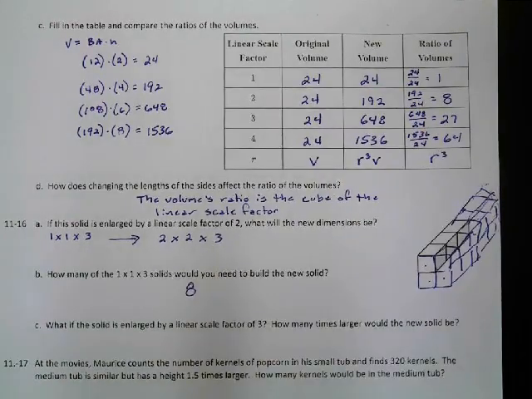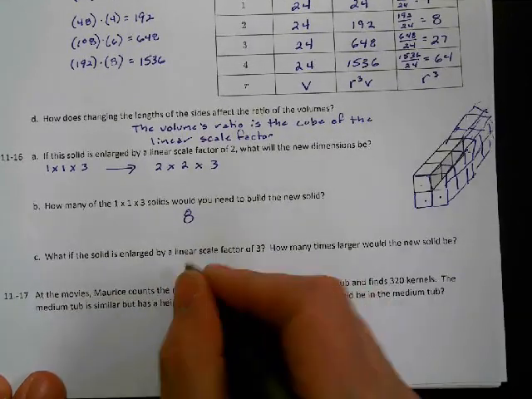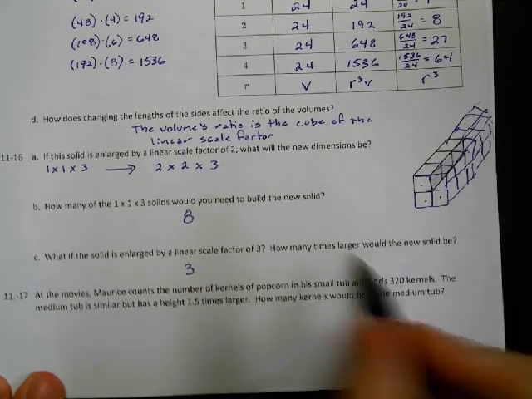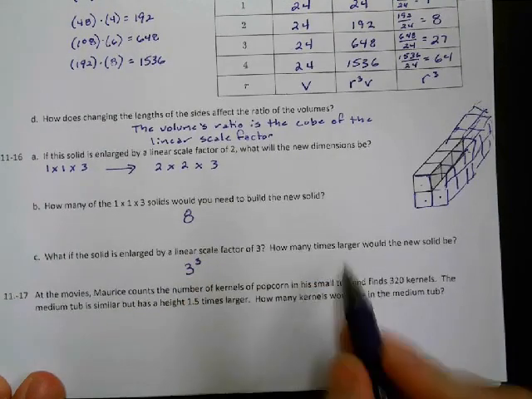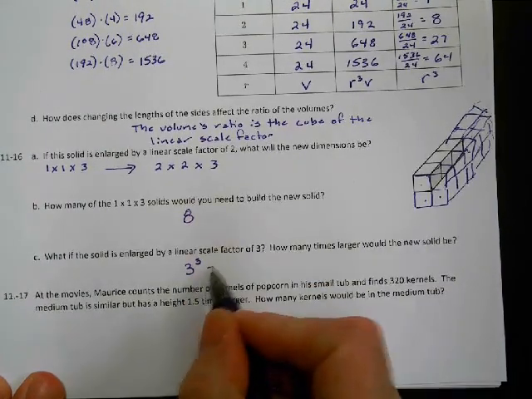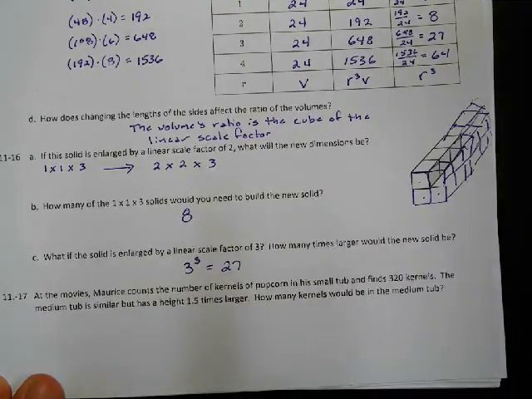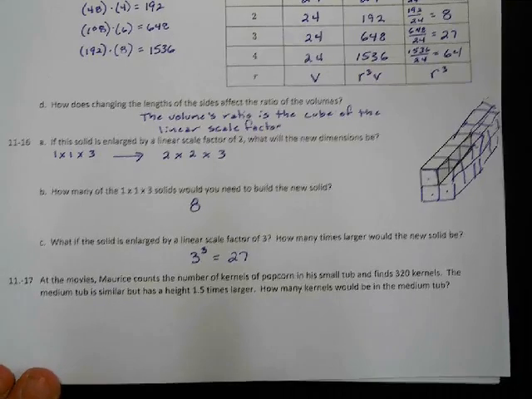Hey, there we go. So what if the solid is enlarged by a linear scale factor of 3? Well, if we're enlarging it by a linear scale factor of 3, the new solid would need 3 to the third, 27 of them, so the ratio of the volumes would end up being 27.